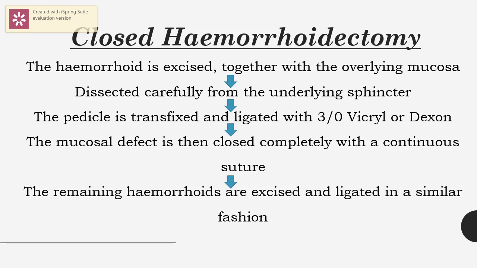The mucosal defect is completely closed using Dexon or Vicryl. The remaining hemorrhoids are excised and ligated in the same fashion, ensuring that there are adequate mucosal and skin bridges between each area of excision to avoid a subsequent stenosis.